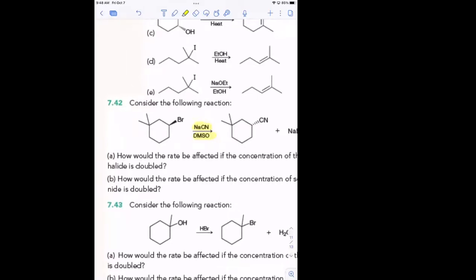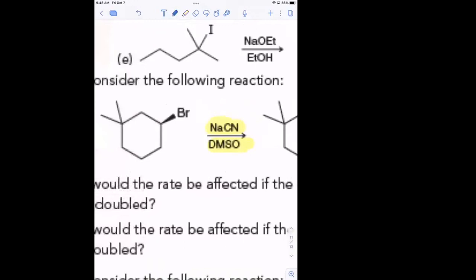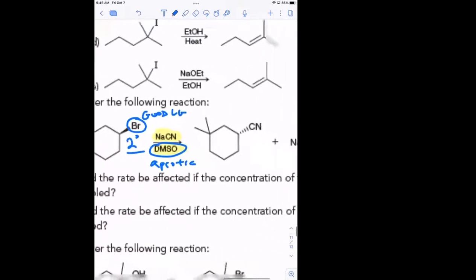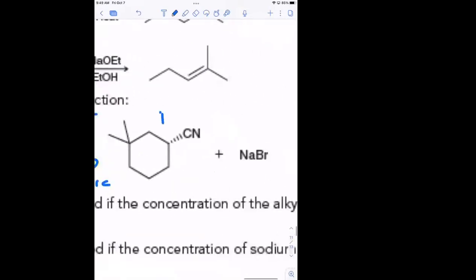So how do we determine that? Right, we can use that ICE method, identify, characterize, and execute. We can see that this is a secondary substrate. It's got a good leaving group. Right, it's done in an aprotic solvent. My suggestion is to look over that list of solvents so you can get familiar with what's protic and what's aprotic. And you got a pretty good nucleophile, right? And you have inversion of stereochemistry.